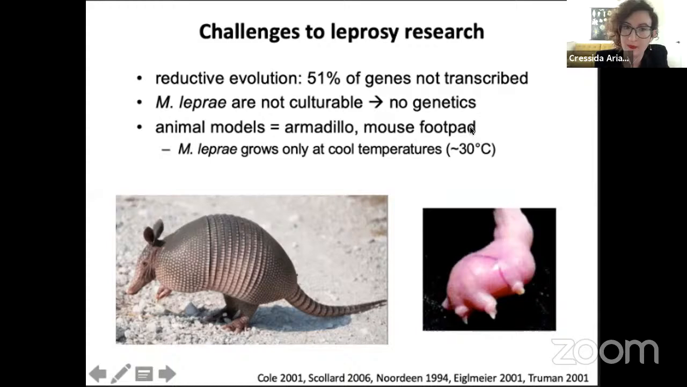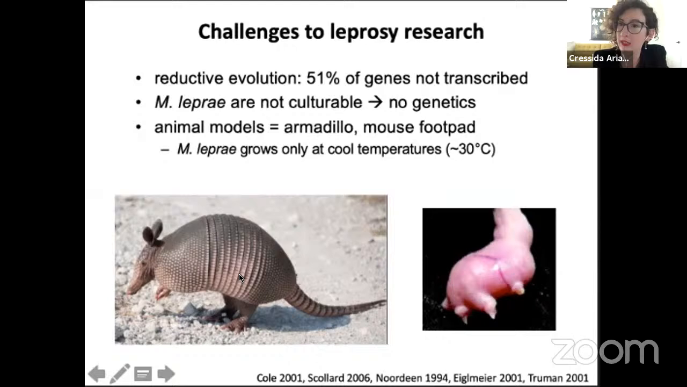And the reason that we have really only these two infection models for M. leprae is that these bacteria require cool temperatures to replicate, around 30 degrees. So about 30 degrees, that's the temperature of the human skin approximately. That's also the temperature of the mouse foot pad. And it's the core temperature of an armadillo because armadillos have a lower core temperature than other mammals.